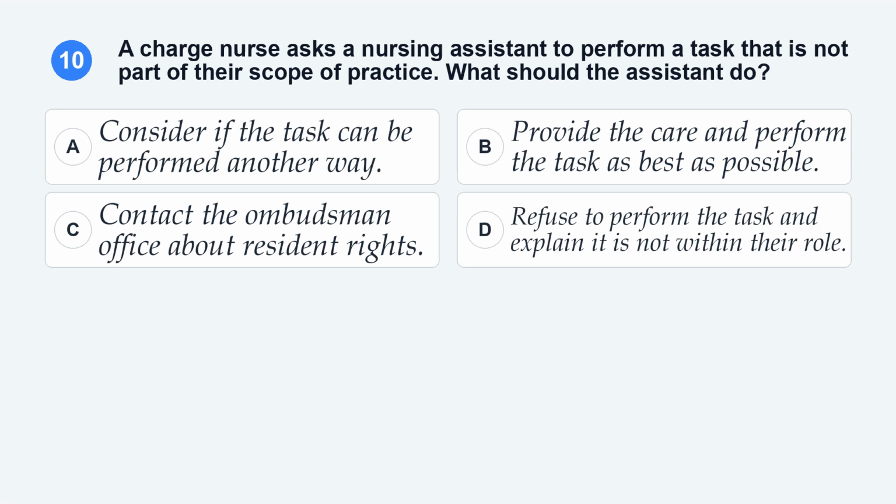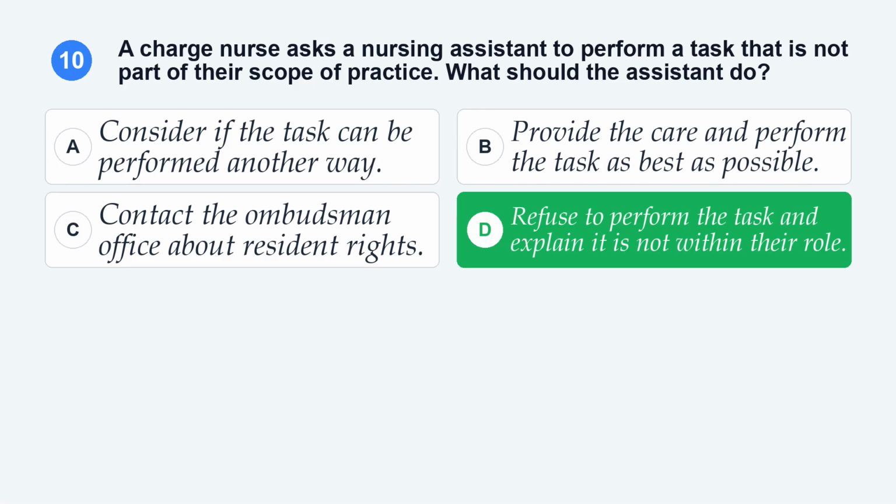Question 10. A charge nurse asks a nursing assistant to perform a task that is not part of their scope of practice. What should the assistant do? Option A. Consider if the task can be performed another way. Option B. Provide the care and perform the task as best as possible. Option C. Contact the Ombudsman office about resident rights. Option D. Refuse to perform the task and explain it is not within their role.